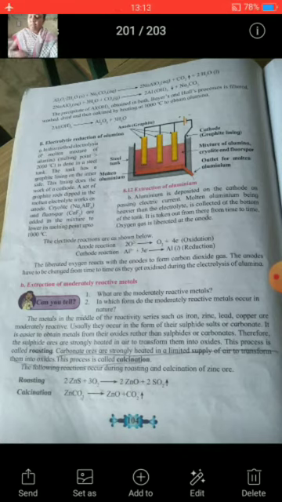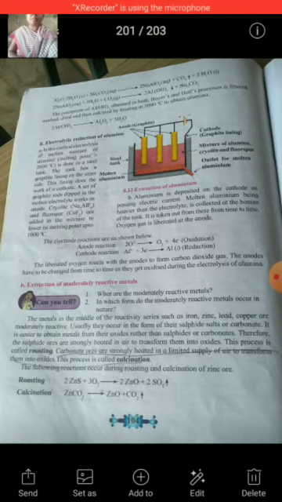The following reactions occur during roasting and calcination. We can see the reactions. Zinc sulfide reacts with oxygen and forms zinc oxide and sulfur dioxide gas. This is the roasting method. That means the sulfide form is heated in a supply of air and it forms zinc oxide. And in the calcination process, zinc carbonate is heated in a limited supply of air and it forms zinc oxide, and carbon dioxide gas is liberated. These two methods are used for the extraction of moderately reactive metals.